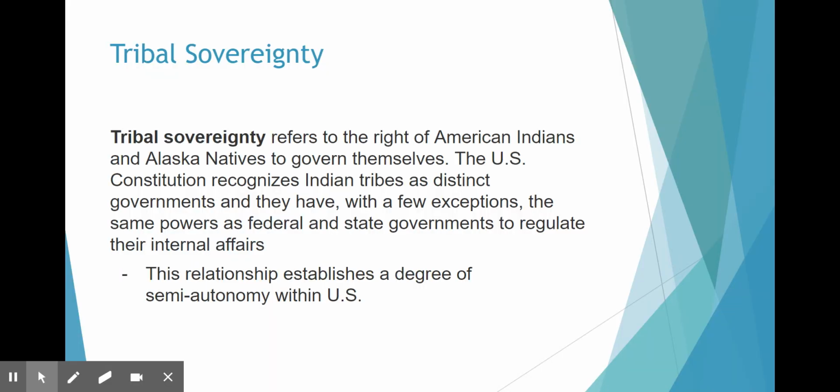This is because of the term tribal sovereignty, which refers to the right of American Indians and Alaska Natives to govern themselves. So the U.S. Constitution recognizes Indian tribes as distinctive governments in the same way that it recognizes foreign governments, and gives those governments the same powers to regulate their own internal affairs that it does other forms of state and local governments. Although we know there is a very complicated history between the U.S. and various Native American tribes in terms of their dealings, right? Not always fair, and not always dealing with them in a co-equal way. But this is the legal principle that at least establishes this degree of semi-autonomy that exists in the United States for Native American tribes.